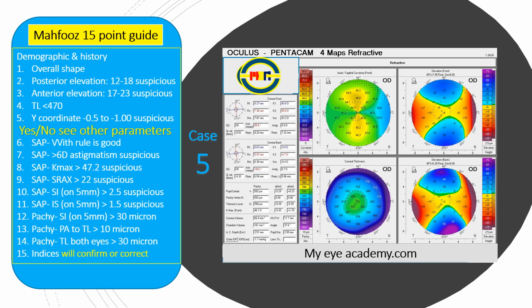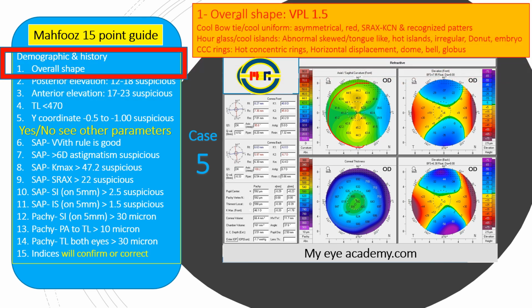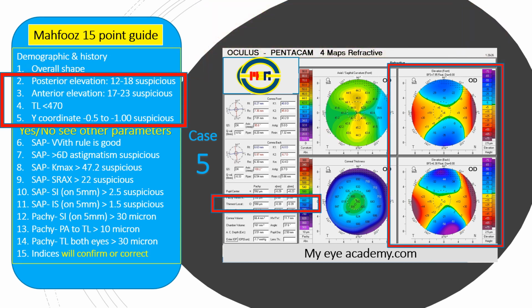This is case number 5. Look at the shape here. The shape is not uniform, but it's a cool bow tie. Look at that cool bow tie, the yellow colors of the cool colors. Look at the posterior elevations. Now we have got the islands, but these are the cool islands. And on the Pachy map, there are CCCs, central cool concentric rings, all indicative of a normal cornea. Normal posterior and anterior elevations, normal thinnest location, normal y coordinate.